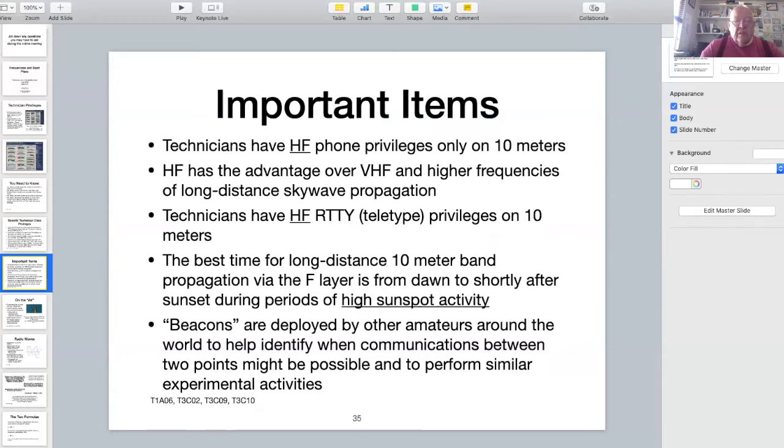The last bullet talks about beacons. There are a number of beacons situated around the world. Each of them transmit in turn on the same frequency. The beacons are transmitting on the frequencies of 14.1 megahertz in the 20 meter band, 18.11 megahertz on the 17 meter band, 21.15 megahertz on the 15 meter band, 24.93 megahertz in the 12 meter band, and 28.2 megahertz in the 10 meter band.